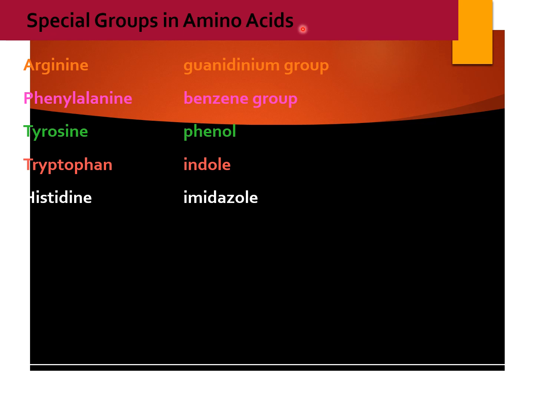Special groups in amino acids. You have seen arginine has a guanidinium group, because of which the highest degree of basicity is present. Then phenylalanine has the benzene group in the side chain. Tyrosine has the phenol group in the side chain. Tryptophan has the indole ring in the side chain. Histidine has the imidazole ring in the side chain. So there is special attention on these groups present in the side chain, and because of them, the amino acids show some very special kind of characteristics.